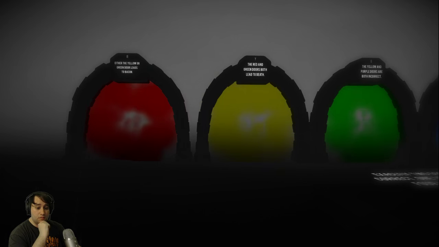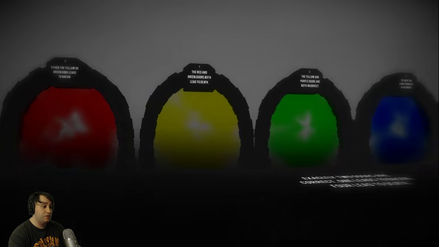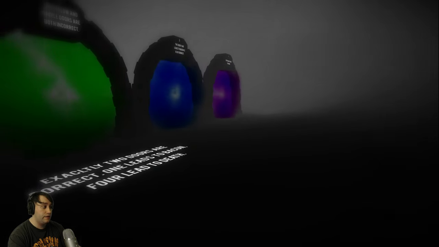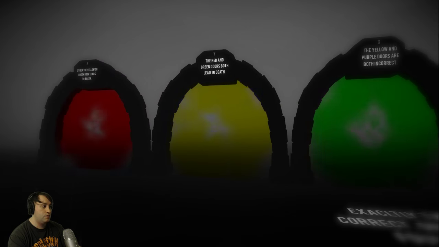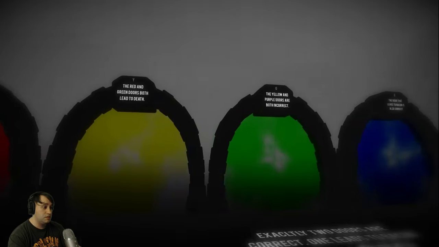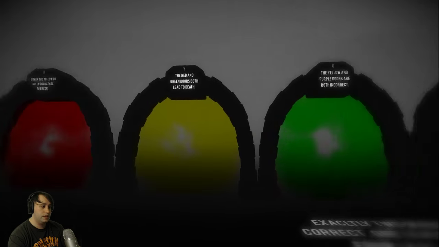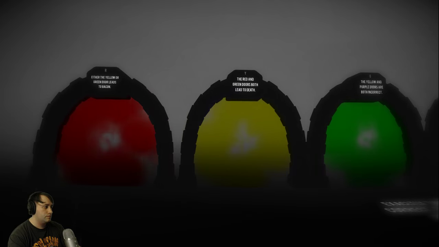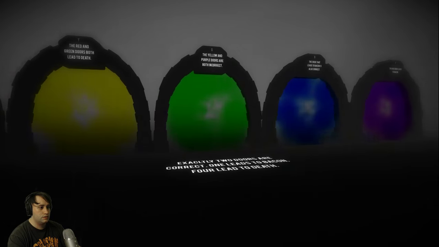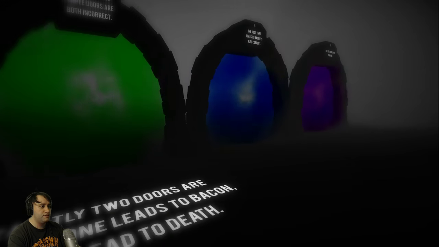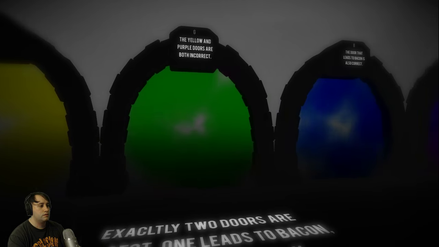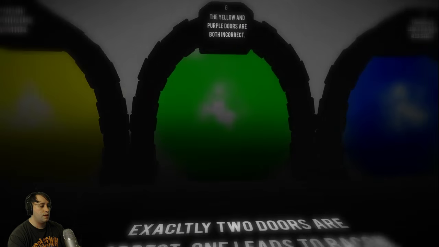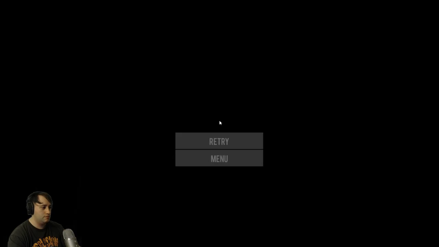That is a good point, actually. The green door must be correct because its opposite cannot be correct. That is true, because it says both the yellow and the purple door are incorrect. We already know that purple is in fact incorrect, so therefore yellow is incorrect. So this one must be true. All right, cool. We're getting somewhere now. Thank you. That's a good idea. So if green is true, then blue may in fact be true then. But which one to go to? I'm gonna go for green.